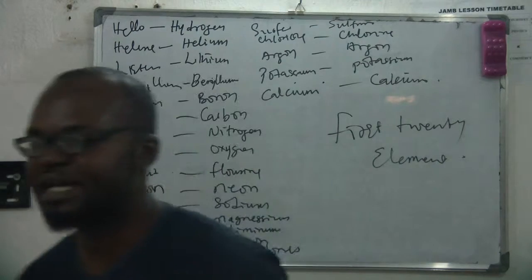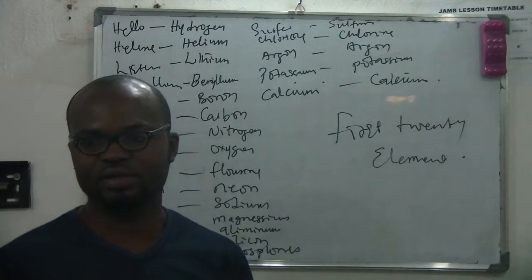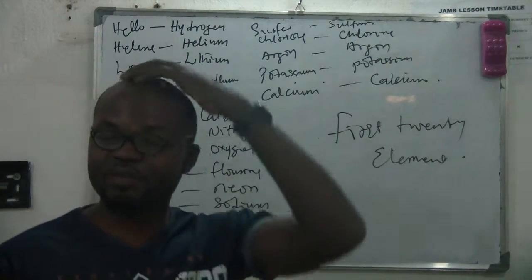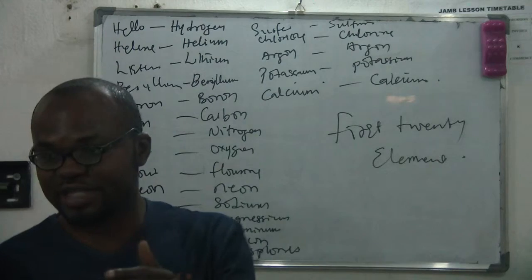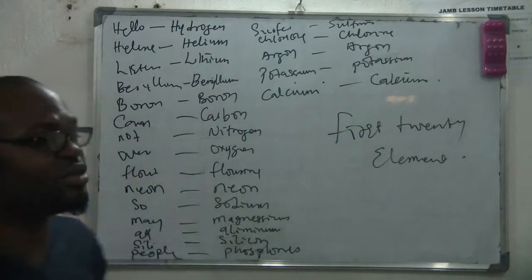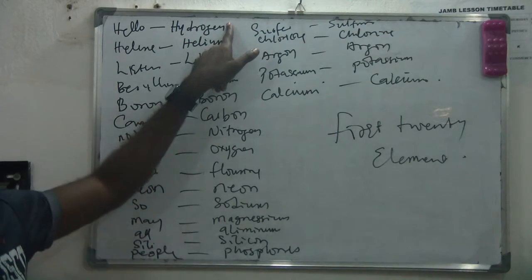How do you know the atomic number of elements? You need to know them by their arrangement in the periodic table. Because in the periodic table, the atomic number of the elements increases by 1. The atomic number of hydrogen is what?